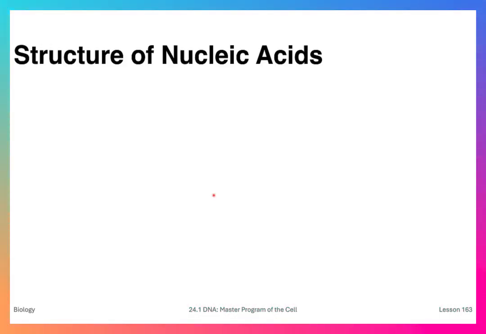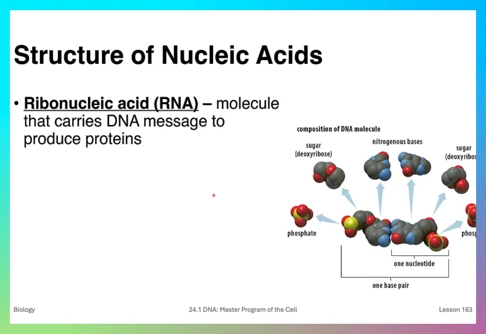So how are the nucleic acids put together? What is their structure? The other molecule that's important is a molecule known as RNA. DNA stands for deoxyribonucleic acid. RNA stands for ribonucleic acid. And this is a molecule responsible for carrying the DNA message out of the nucleus into the cell in order to produce proteins. And this diagram shows the basic structure for both DNA and RNA.